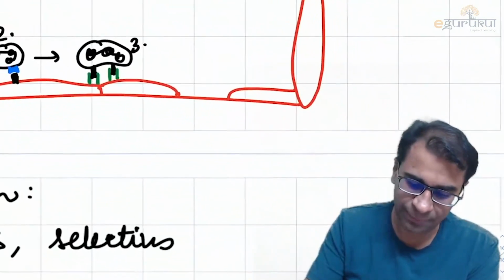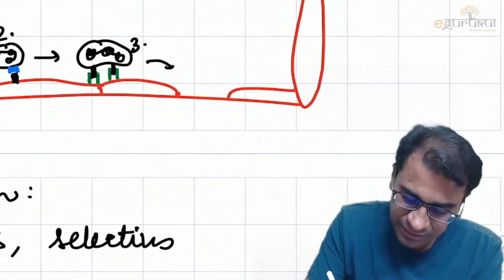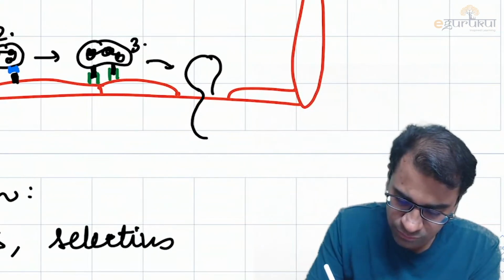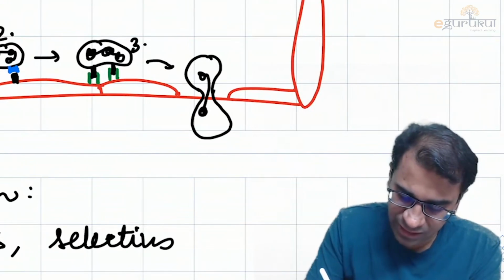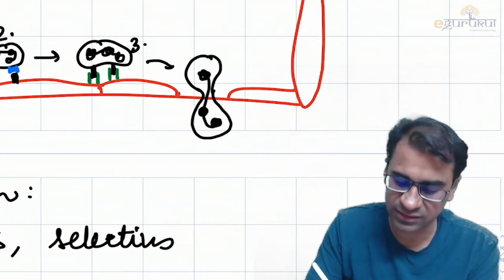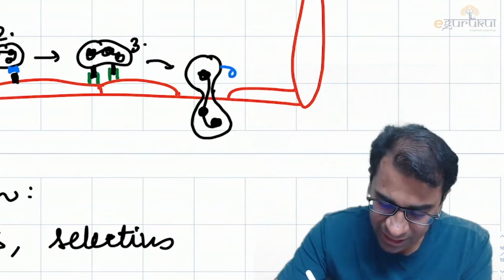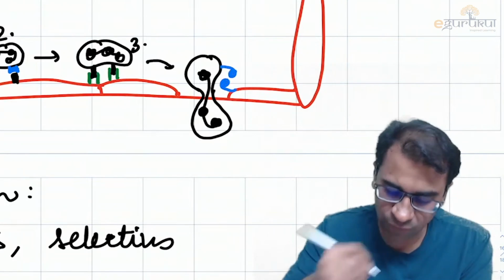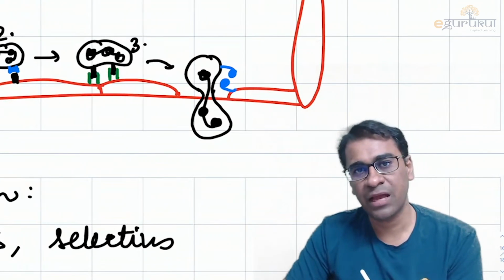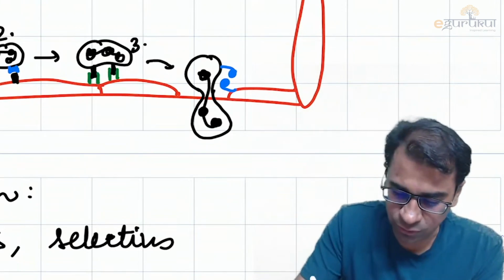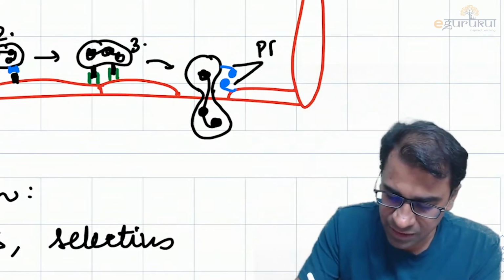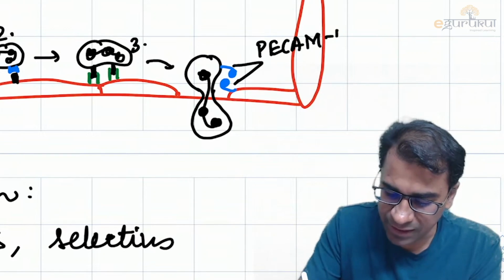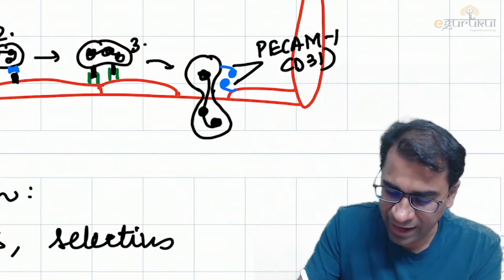Achha, in the fourth step, what happens? These neutrophils squeeze out of the vessel like this. Now, the interaction between the molecules, both of them are the same. And what is that? It's a PECAM molecule. PECAM-1, also called CD31.